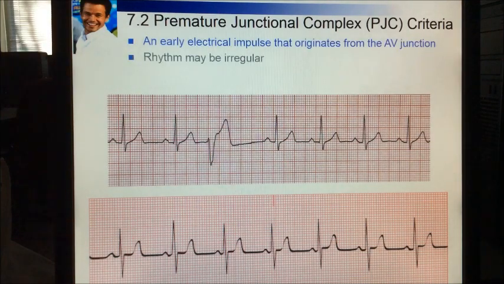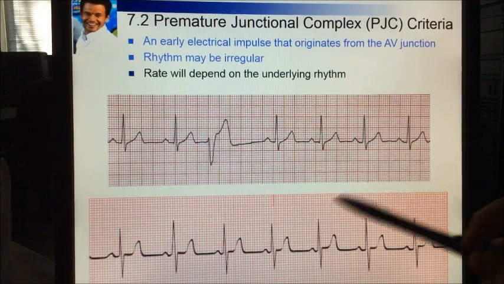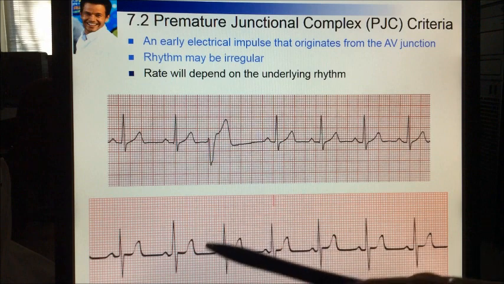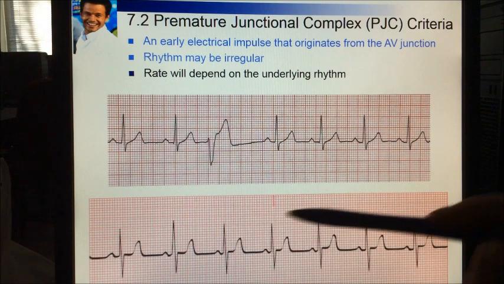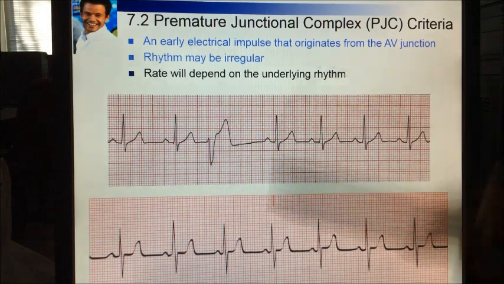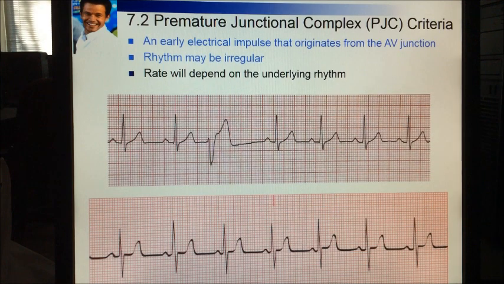All right, so like I did earlier on Tuesday and with my other PowerPoints, I'm going to put a normal EKG strip on the bottom, and then I'll put an abnormal one on the top so you guys can kind of compare. I know when I was learning EKG, that made it easier on me. So that's kind of how I'm going to present these to you guys. So normal one will always be on the bottom, and then the abnormal one that we're talking about will be on the top. So premature junctional complex.